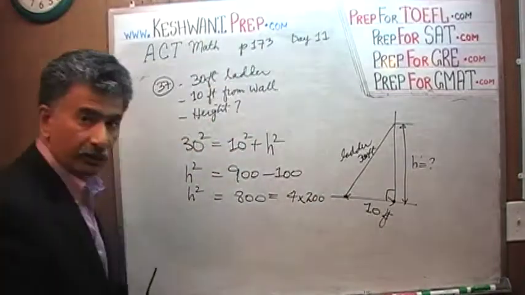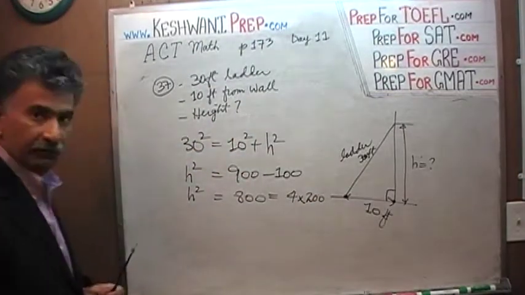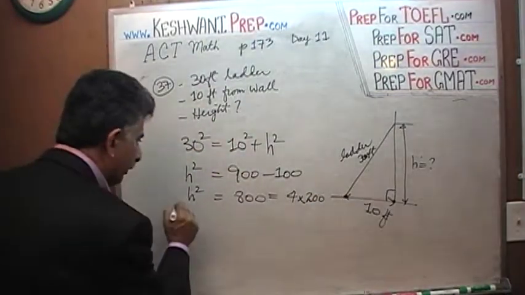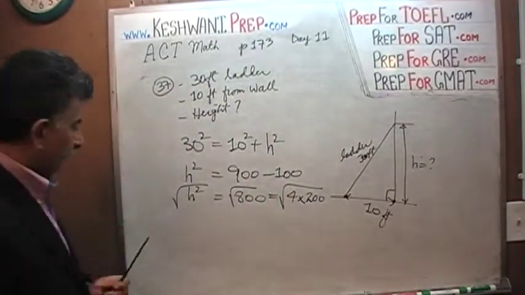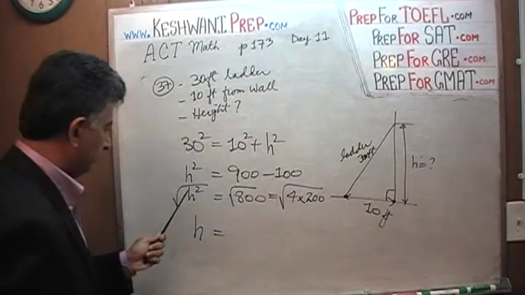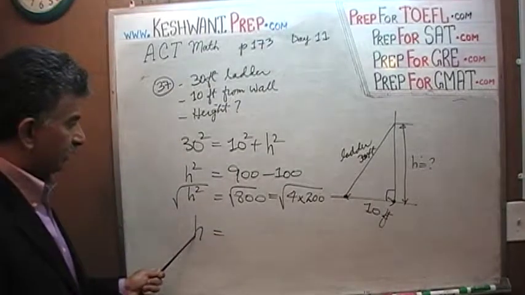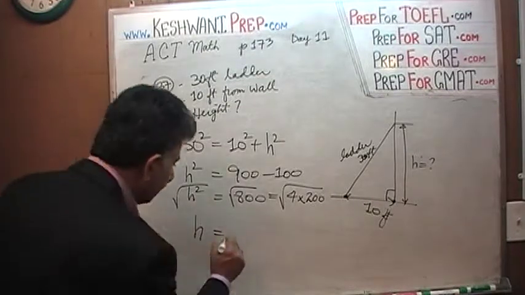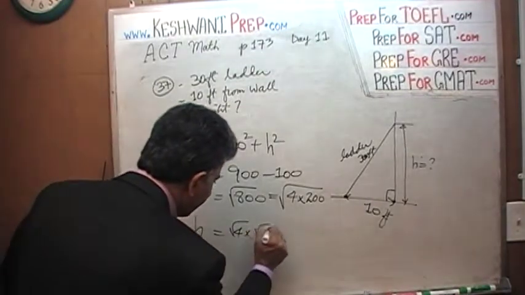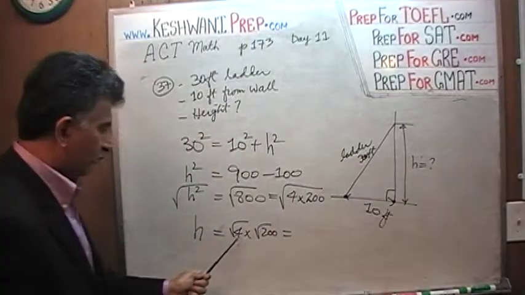Stay with me in the story. It's very important. Now we'll take the square root of both sides. So h is equal to the square root of 4 times the square root of 200. Well, the square root of 4 is just 2.